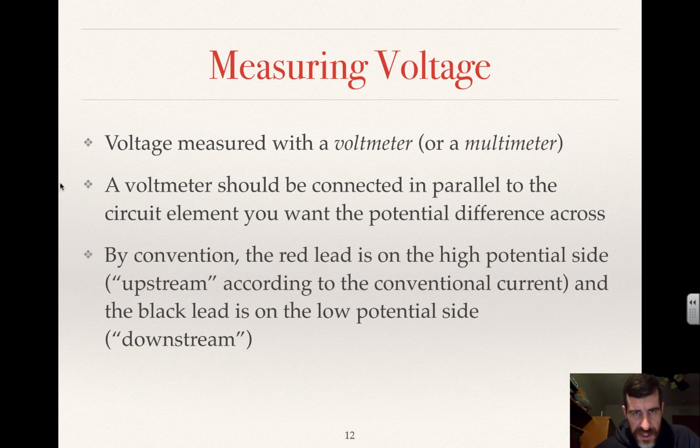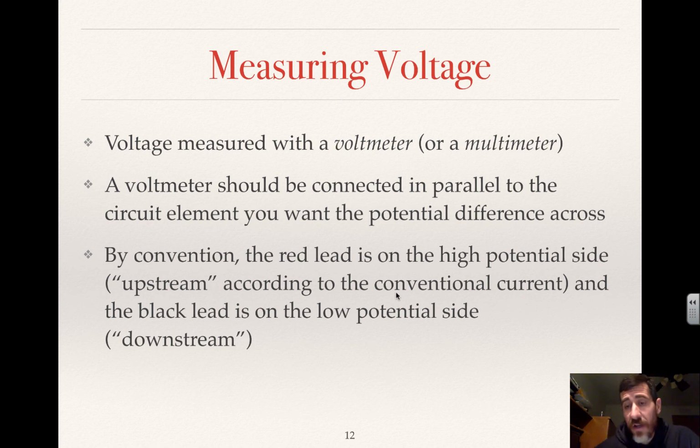By convention, voltmeters typically have a red lead and a black lead. The convention is the red lead goes on the high potential side and the black lead is on the low potential side. And again, the way to remember that, we like to think in terms of what's called the conventional current.